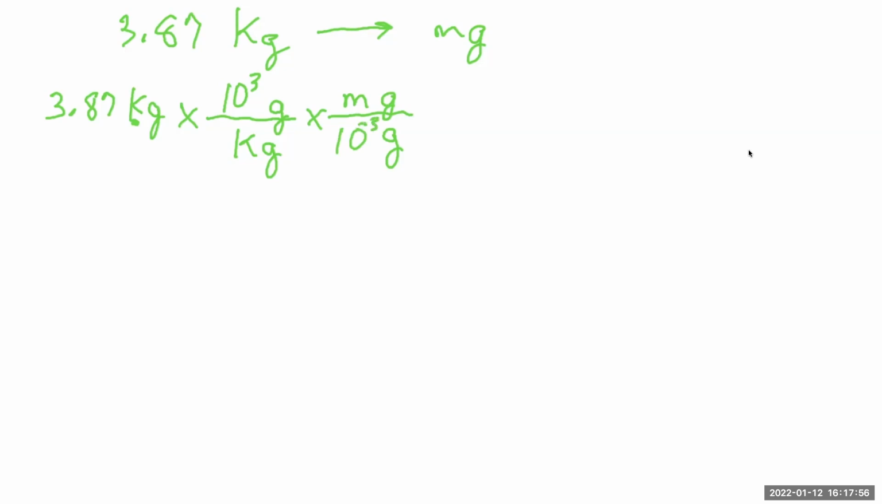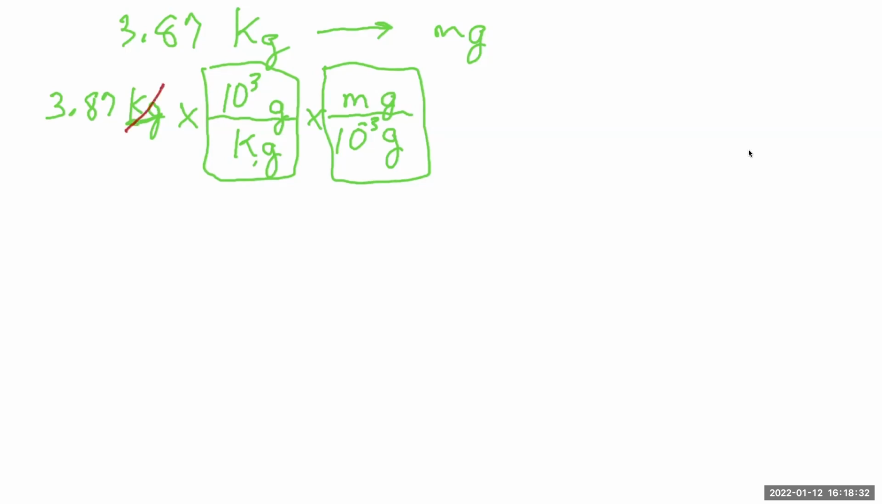So each of these is equal to 1. This is how I determine what goes on top, what goes on bottom. That's where most students have the biggest problem. They don't know where to put the 10 to the 3, on the top or the bottom. But if you follow the rules, this kilograms has to go down so it cancels. Then this is grams, so grams has to go on the bottom so they cancel. And you just make sure everything equals 1. If everything equals 1, you're not changing the value, you're only changing the units. So make sure everything cancels.